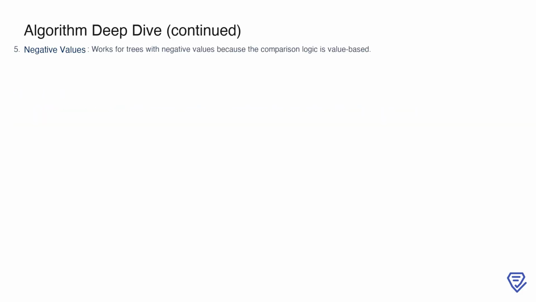Additionally, this algorithm works seamlessly with trees that have negative values. The comparison logic is strictly based on the values of the nodes, and negative numbers are handled just like positive ones. As long as we maintain the maximum value encountered along the path, the algorithm will correctly determine whether each node qualifies as good, regardless of whether the values are positive or negative. This makes the solution robust and applicable to a wide range of binary tree structures and value distributions.